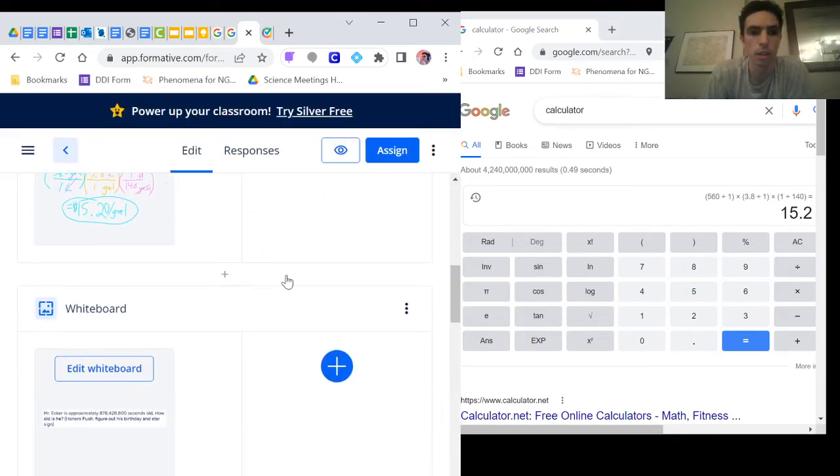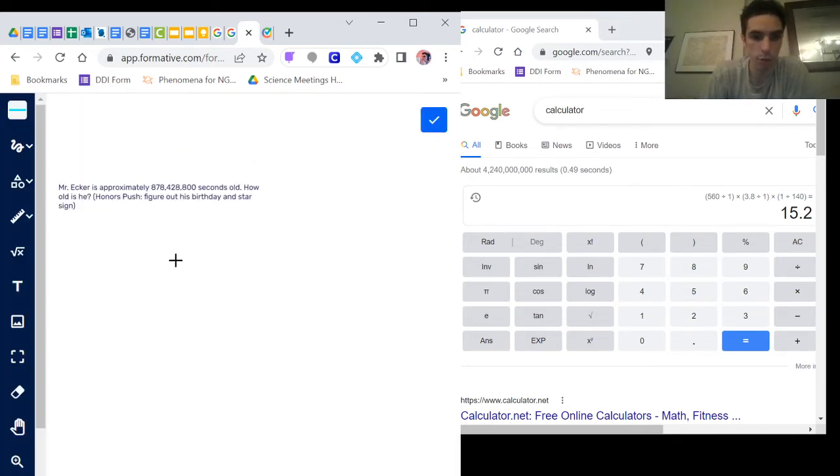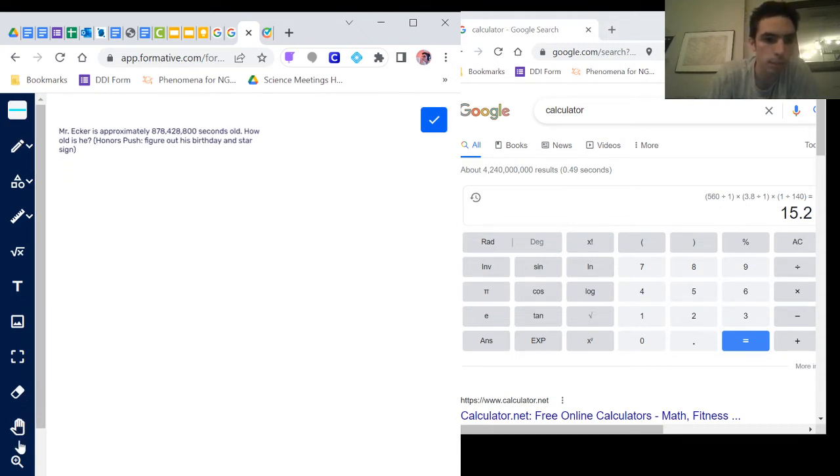Okay, let's see another purpose of doing unit conversions before we get into a couple more practice problems in case you need to see them.